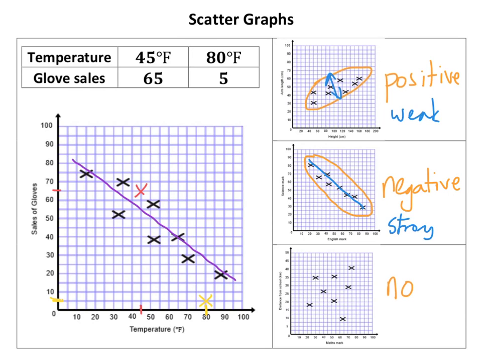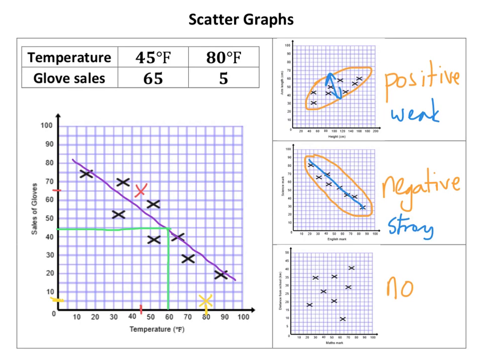Now, if, for example, it said the temperature was 60 Fahrenheit, how many gloves would you expect to sell? Well, I'd go up from 60, hit my line of best fit there, go along, and the answer is about 45. Same if I sold, I don't know, 20 pairs of gloves, what would you expect the temperature to be? Well, that's about 85 or something like that.